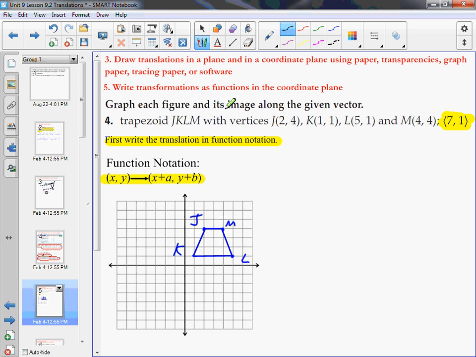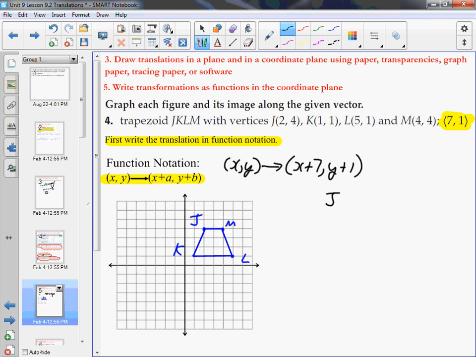Now, what that means then is that each ordered pair, so here's part of my answer, write this down. The function notation for this translation vector is this, that the ordered pair xy becomes the ordered pair x plus 7, y plus 1. That means every point gets moved 7 to the right. When you add 7 to the x coordinate, doesn't that move a point 7 to the right? And 1 up. Because when you add 1 to a y coordinate, it moves up 1 space.